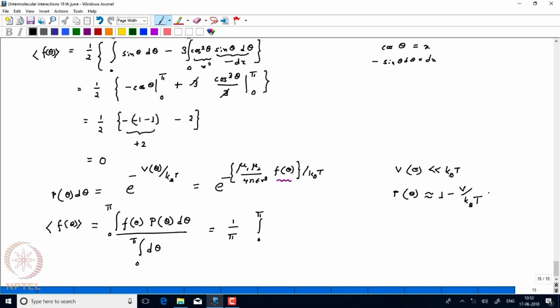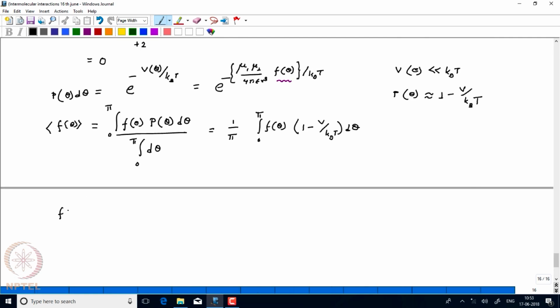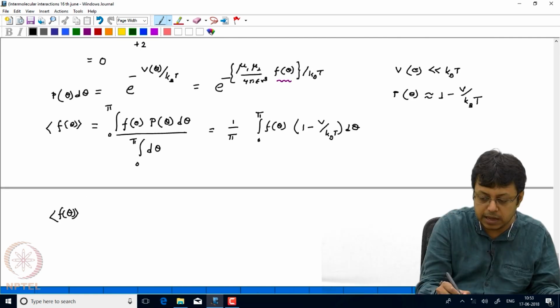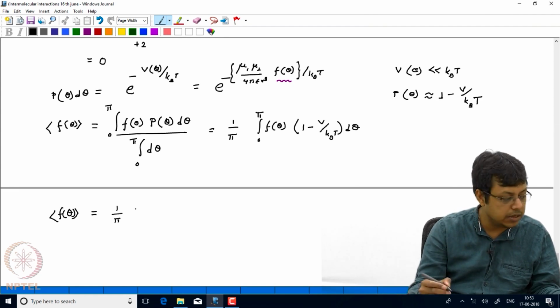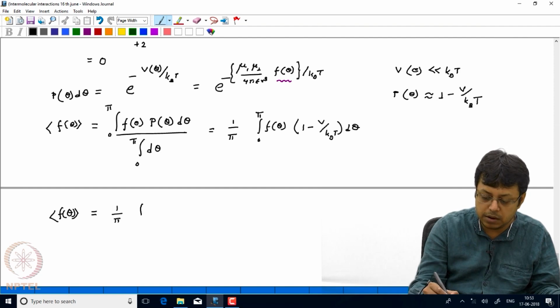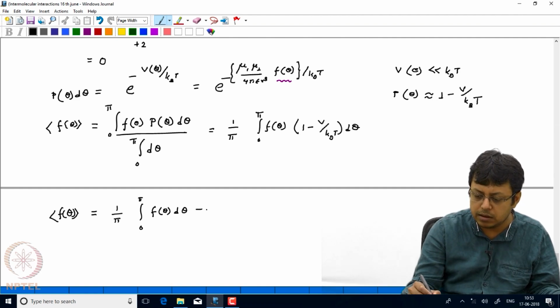I am just considering the 1 minus x term, so it is 1 minus v by kBT, and then we are going to write that. So I have f of theta times the probability distribution, which is 1 minus v by kBT, and then I'll have d theta. So the average of f of theta becomes 1 over pi. So we have basically two terms, and we can integrate the two terms separately. I'll have 0 to pi f of theta d theta minus, then I'll have v by kBT.